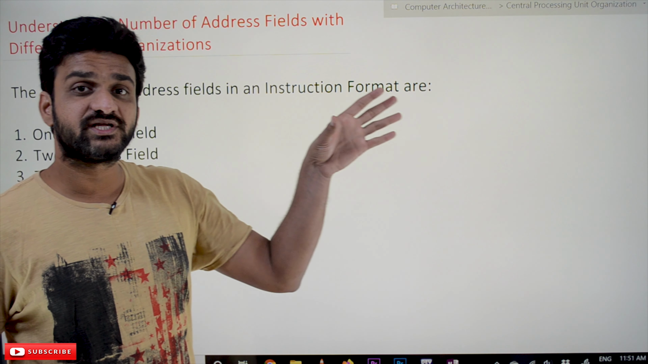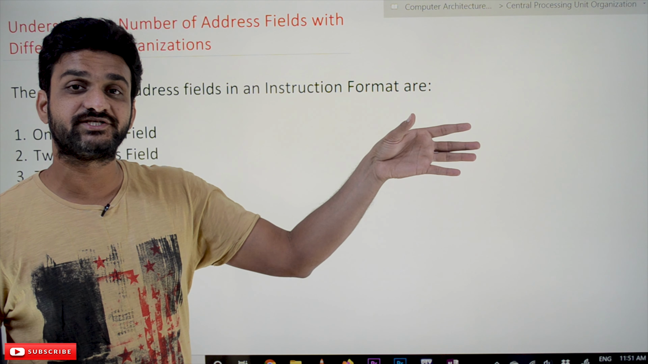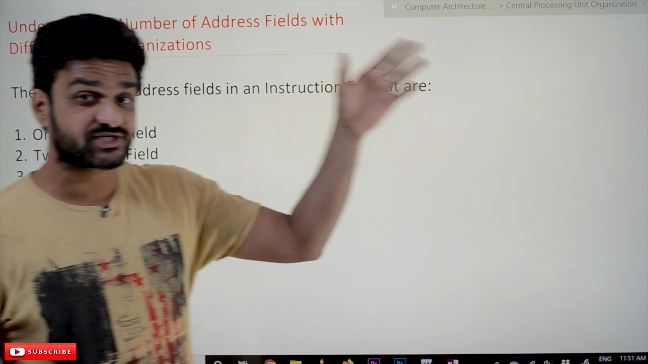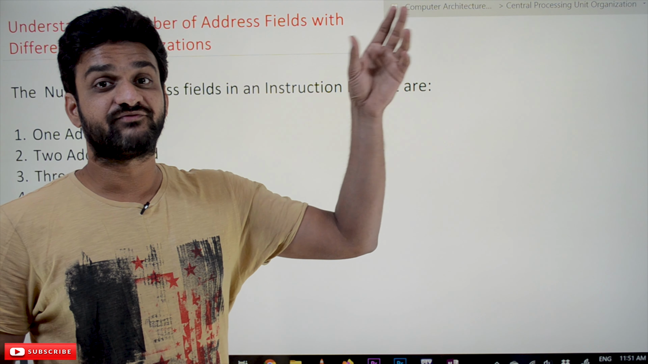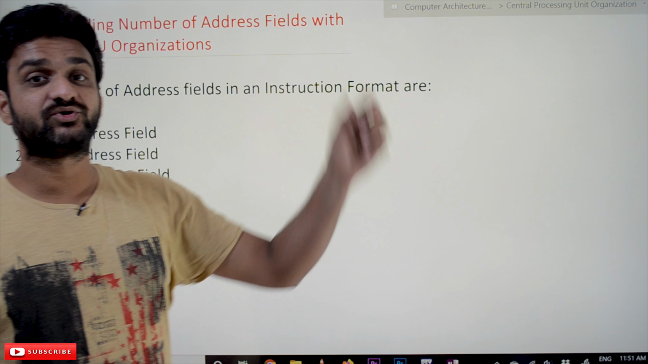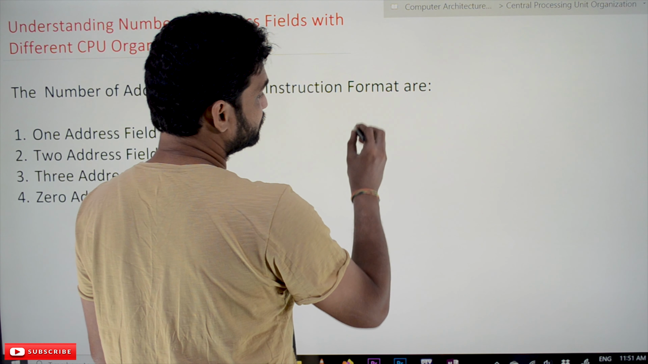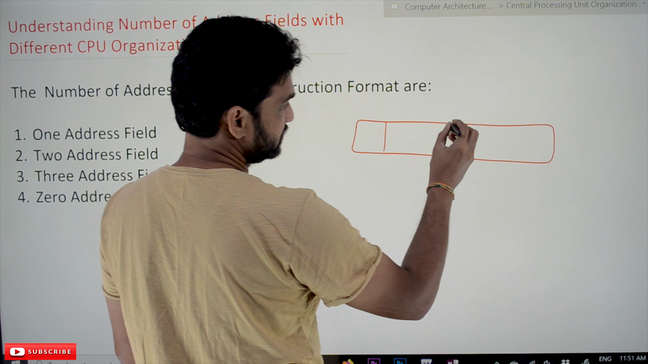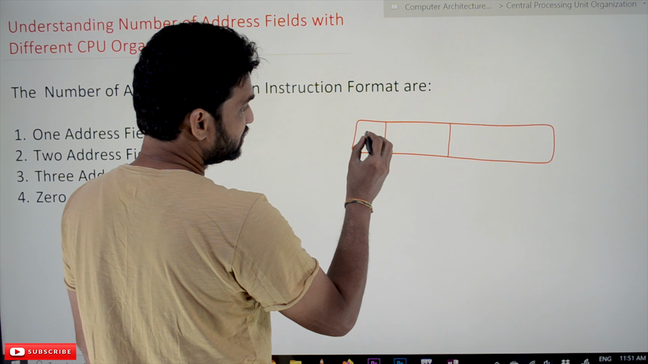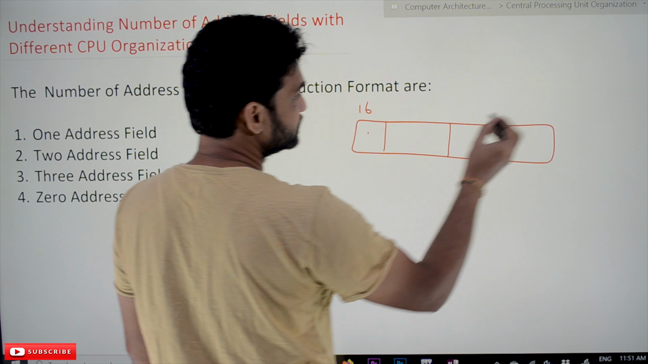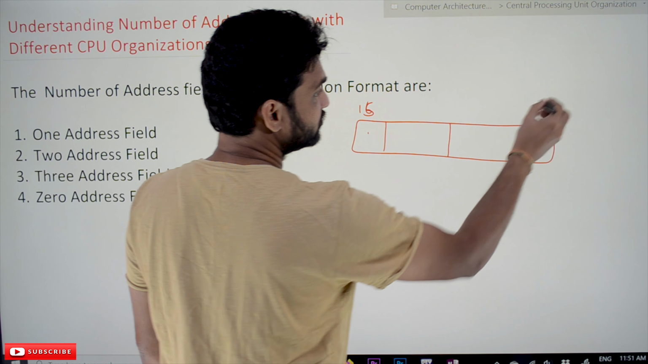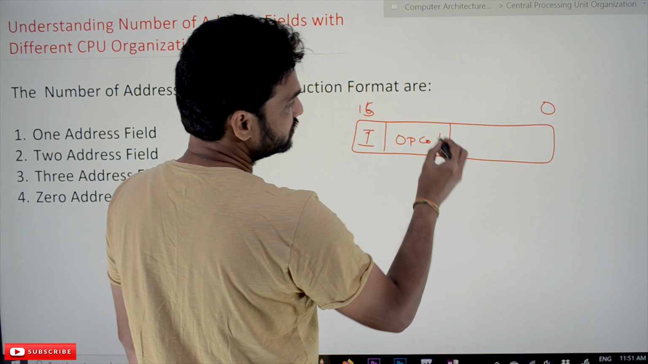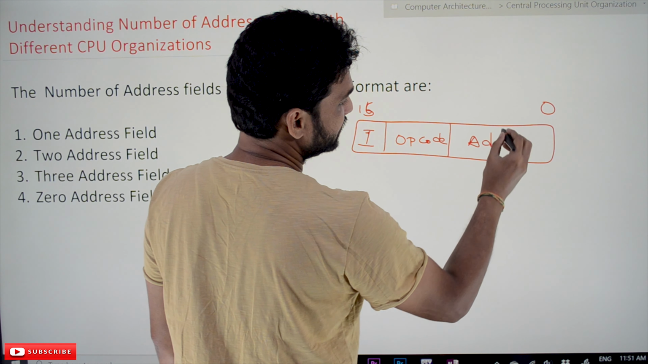So as we have seen the three different types of CPU organizations. For single accumulator CPU organization, we have covered the instruction format in our first section, which is basic computer organization. There we have covered the instruction of a single accumulator CPU. So this is the organization. It is a 16-bit instruction from 0 to 15, and this is the address mode, this is the opcode, and this is the address field.